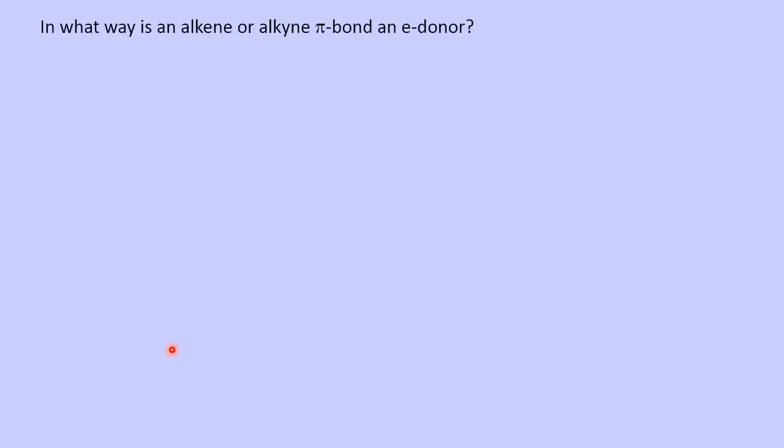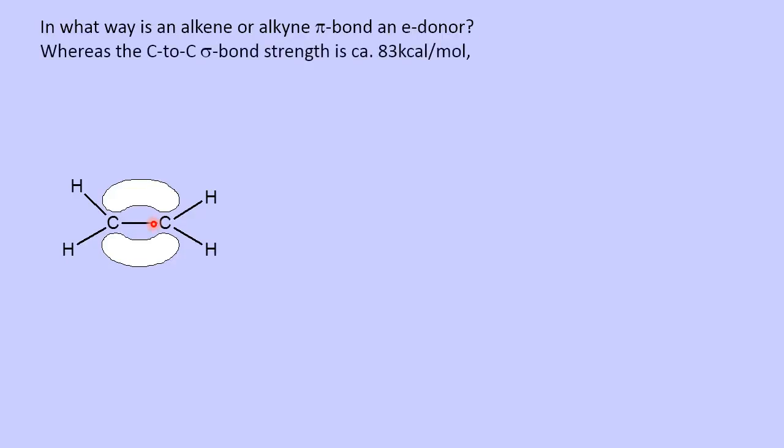So in what way is an alkene or an alkyne pi bond an electron donor? Well, here's an alkene. This is ethene or ethylene, and it has a relatively strong carbon-to-carbon sigma bond here, in which the pair of electrons is shared directly between the positively charged carbon nuclei, which means it's a strong bond. About 83 kcals per mole is what's listed. The pi bond is a pair of electrons that are shared above and below the sigma bond, not directly between the carbon nuclei, so not as strongly held, only about 60 kcals per mole.